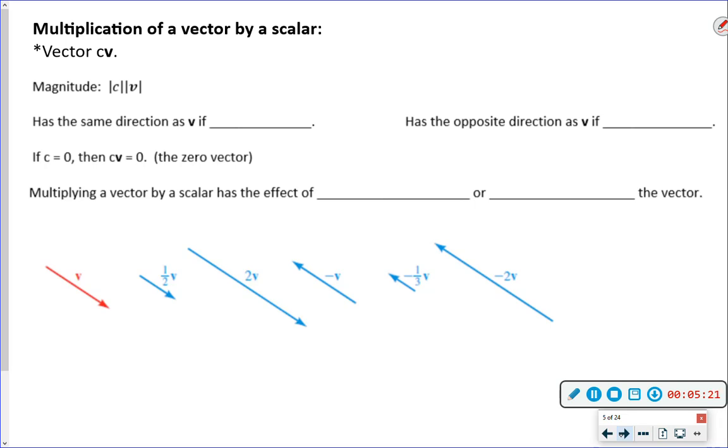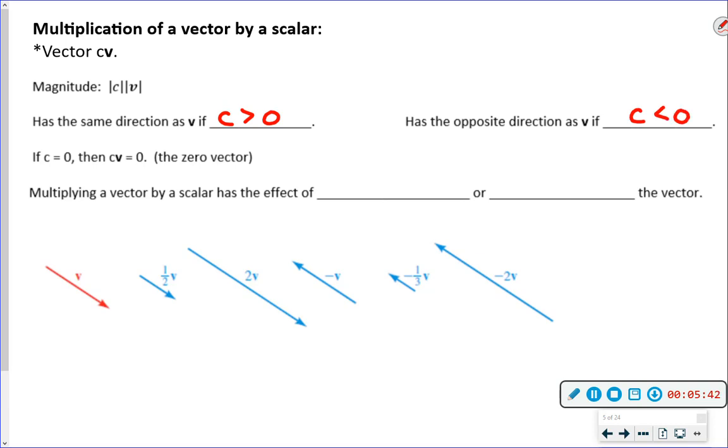So when you multiply by a scalar, it has the same direction. If you multiply it by something like 2 or whatever, it's going to have the same direction as long as your scalar is positive. If your scalar is negative, it's going to affect the direction. And we're going to look at these pictures down here. So it's going to go opposite.